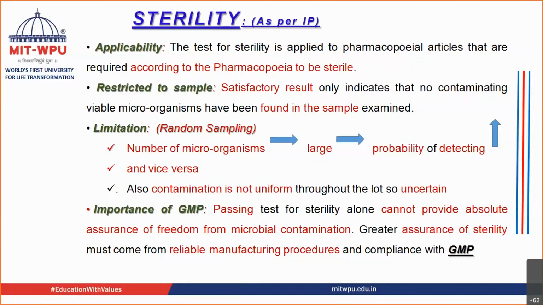Whenever pharmacopoeia says that a product should be sterile in nature, for each and every such product, this test for sterility is applicable. So it may be an ointment, a parenteral preparation, implants, or any other product which according to pharmacopoeia should be sterile. For all these products, including the parenteral products we are studying, this test for sterility is applicable.